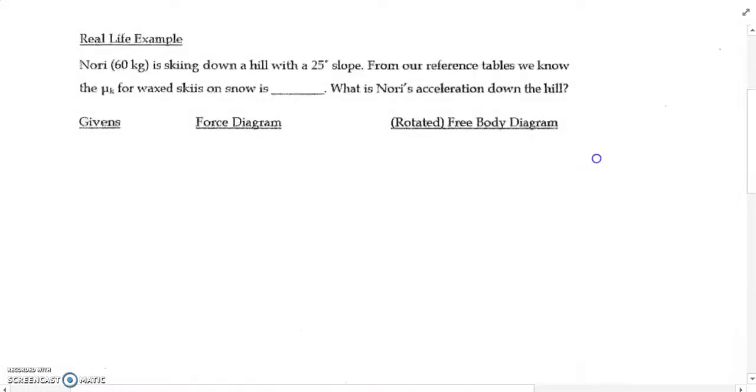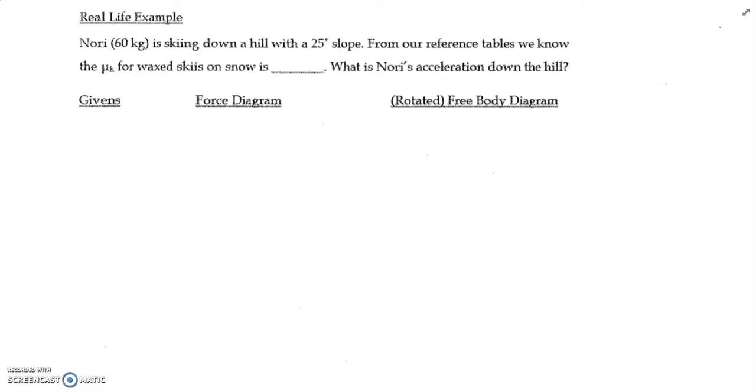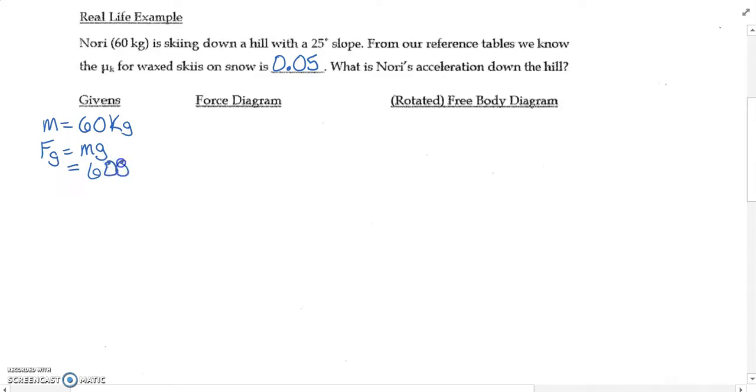So Nori is skiing down a hill with a 25-degree slope. From our reference tables, we know that wax skis on snow, the coefficient of kinetic friction for wax skis on snow is 0.05. What is Nori's acceleration down the hill? So we know her mass is 60 kilograms. From that, we know her weight, which is equal to her mass times little g. We're going to round little g to 10. And we know that mu is 0.05.